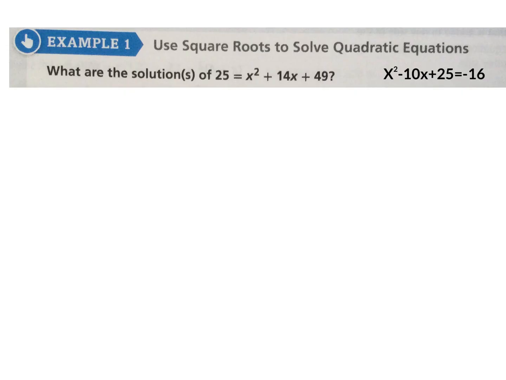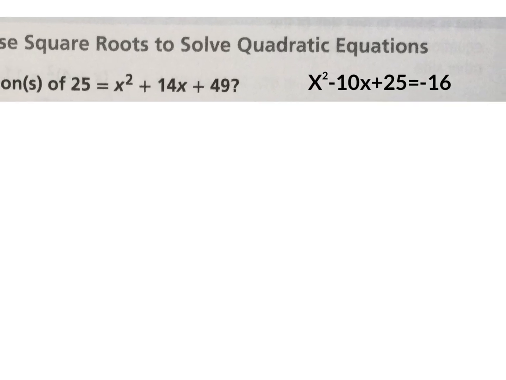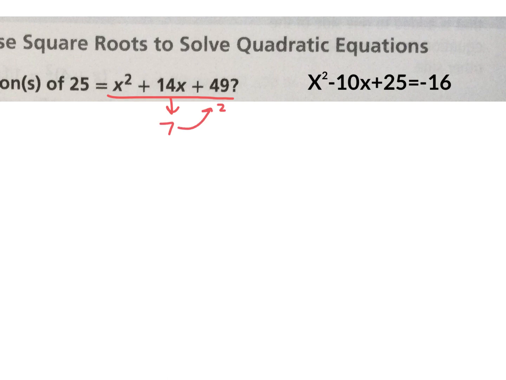So looking at two quick, easy examples here, I notice in this first example that I have x squared plus 14x plus 49. And what I see is that if I take half of 14, that's going to give me 7, and 7 squared is 49. Which tells me that this is a perfect square trinomial. So I can set this up and rewrite this as 25 equals x plus 7 squared. I can now, just like we see in that first example, take the square root of both sides, which is going to leave me with x plus 7.